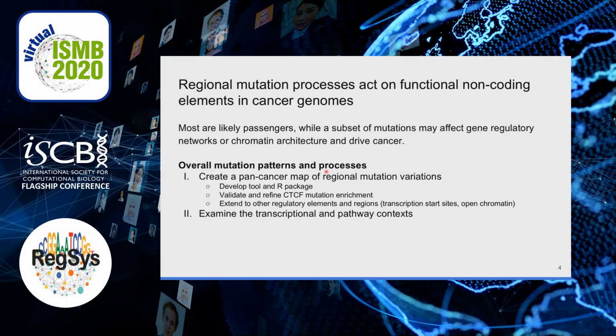First, we wanted to create a pan-cancer map of regional mutation variations. To do so, we first developed a tool in R package, and then set out to validate and refine CTCF mutation enrichment with that tool. Then, we wanted to extend this to other regulatory elements and regions, including transcription start sites and open chromatin. Additionally, we'd like to focus on the transcriptional and pathway context of some of the findings from above.